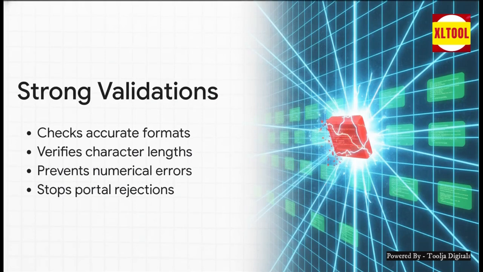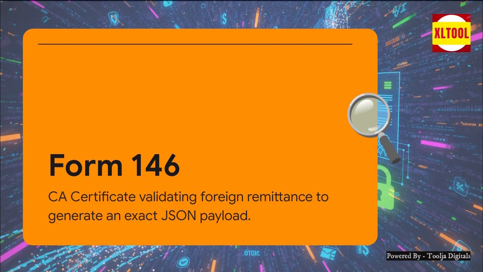Now let's talk about accuracy. The engine features strong data validations built right in. The income tax portal? Yeah. It's completely unforgiving. A name that's just one character too long or a date in the wrong format, and boom, failed upload. This utility has built-in schema-level precision. It thoroughly checks for accurate formats, verifies character lengths, and prevents numerical data errors in real time. It actively auto-detects these issues and stops income tax portal rejections dead in their tracks way before you even try to upload the file.